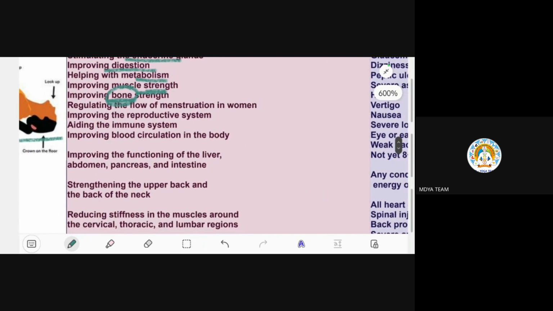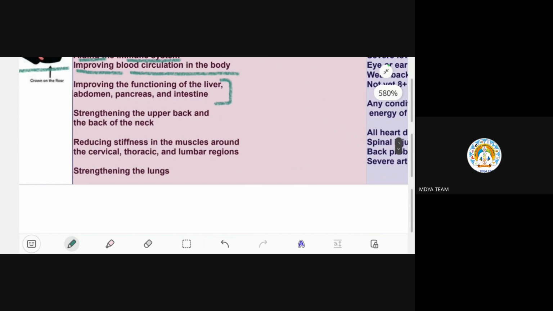Regulating the flow of menstruation in women, improving the reproductive organs, aiding the immune system, improving blood circulation in the body, improving the functioning of the liver, abdomen, pancreas, and intestine, strengthening the upper back and the back of the neck, which is the most common area where cervical problems arise. When we give a back stretch or back contraction, or move our head region, this helps us not get into the problem of the cervical regions.